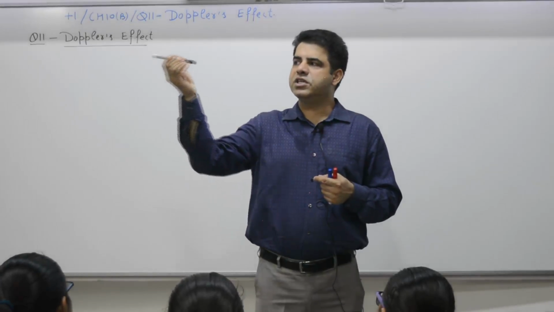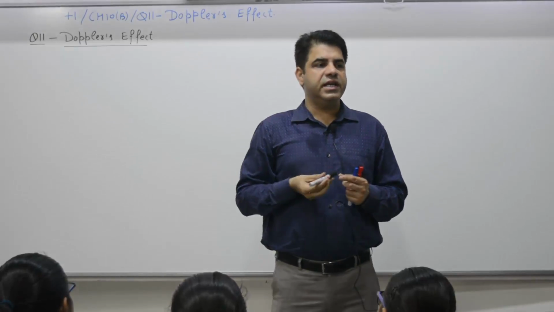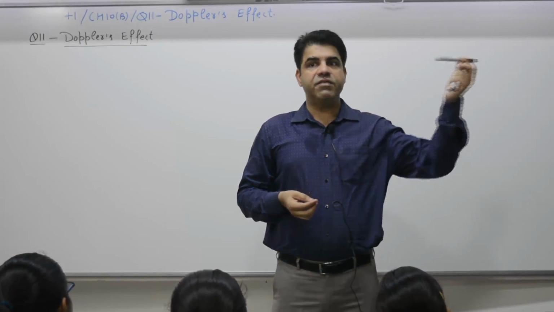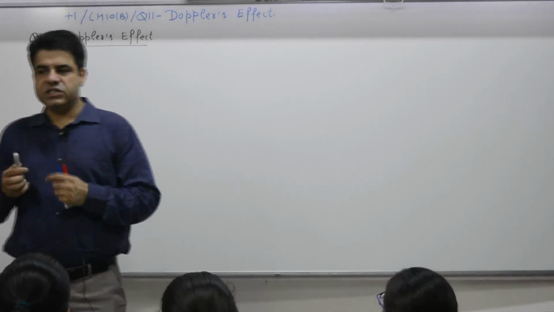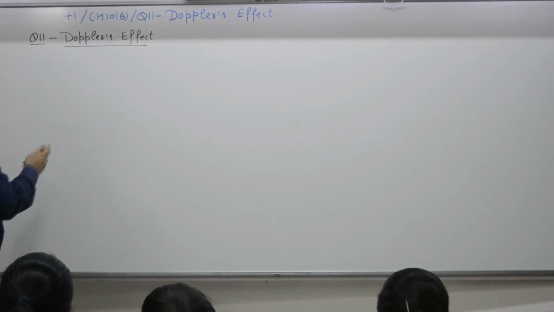If a train is approaching the observer, frequency increases. If the train is receding, moving away, frequency decreases. So there is an apparent change. The first part is, what is Doppler effect?